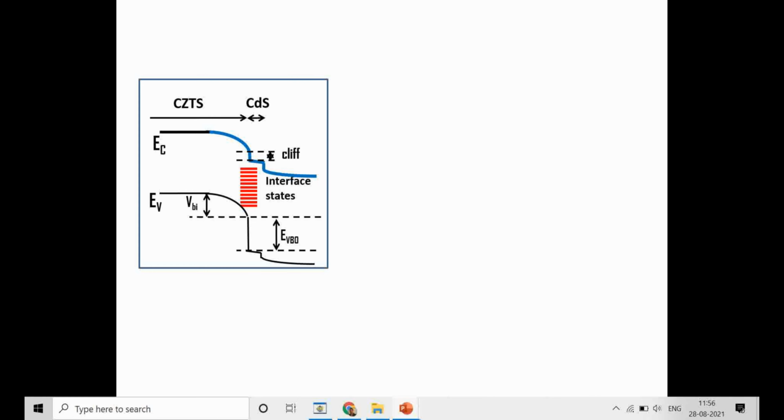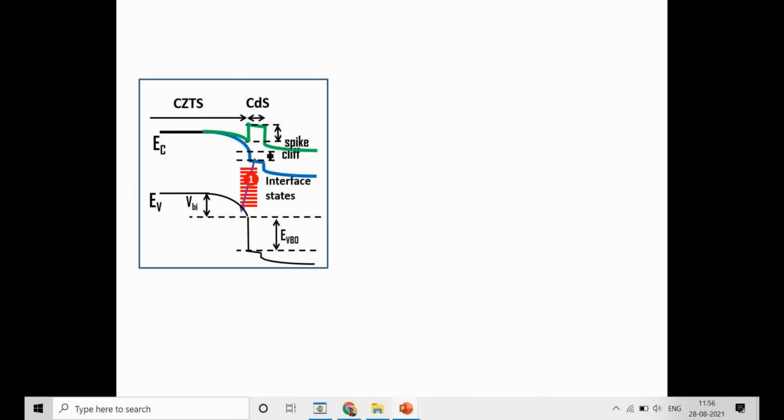In this case, at the interface there will be interface states, and recombination through these states will happen, marked by 1. There is a high probability that electrons in the CDS layer, using these interface states, can recombine with the holes in the p-type layer. So this recombination path is shown when you have a cliff type condition.